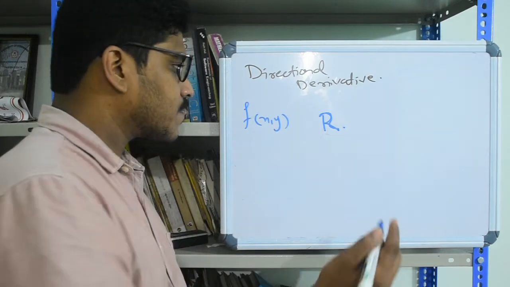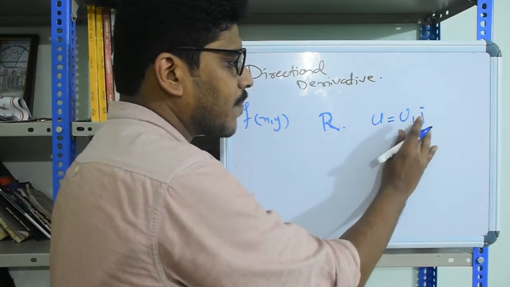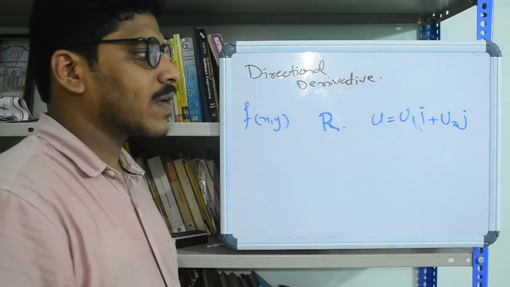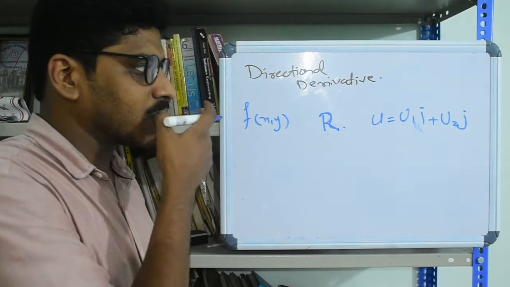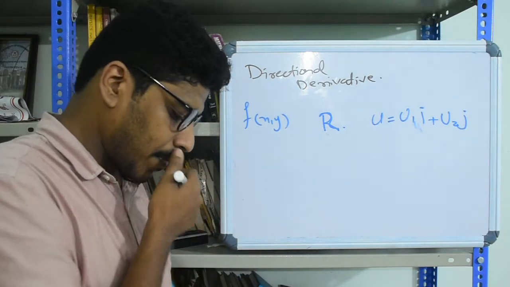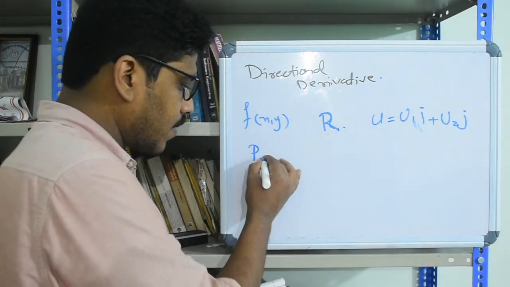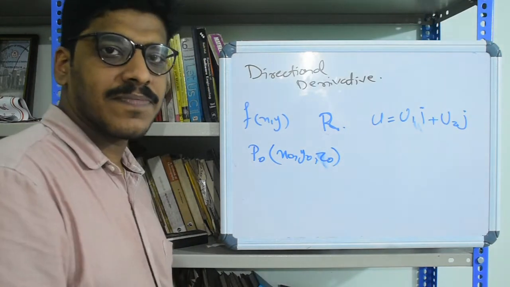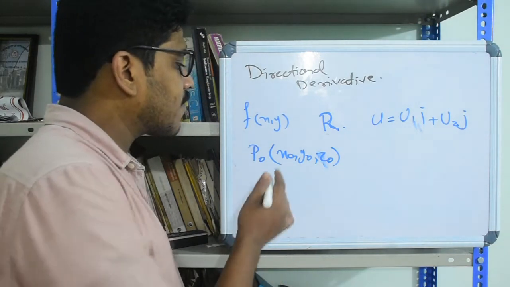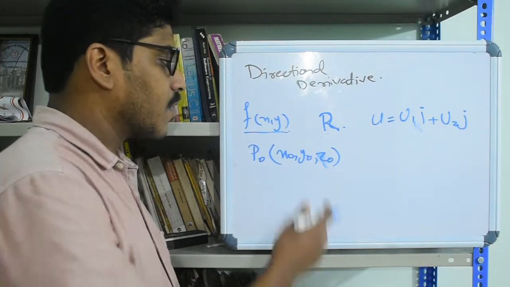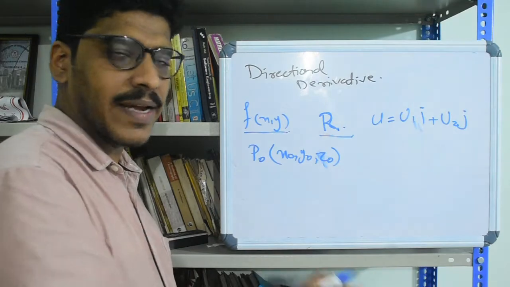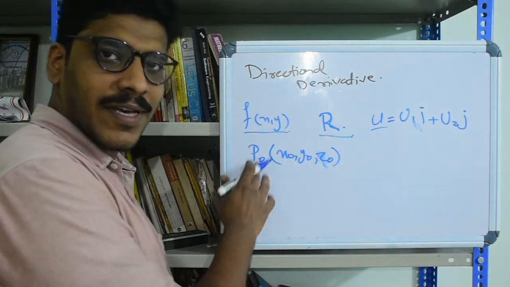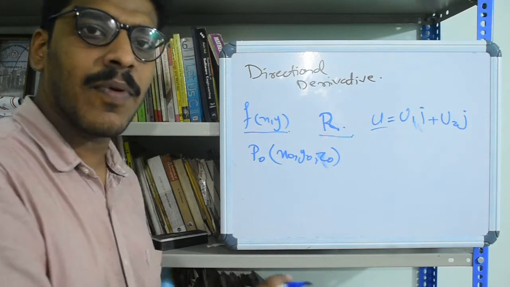Suppose u equal to u1 i plus u2 j is a unit vector. You are much familiar with unit vectors. Unit vectors are those vectors having magnitude 1. Let p naught, given by x naught, y naught, z naught, be a point in space. So what do we have now? f is a function of two variables defined throughout a region R over the plane, u given as u1 i plus u2 j is a unit vector, and p naught given by the coordinates x naught, y naught, z naught is a given point in the plane.